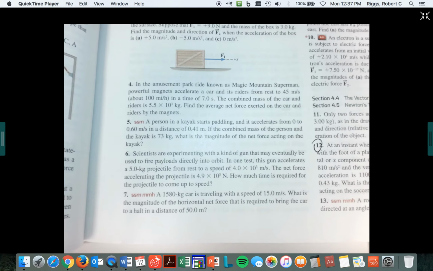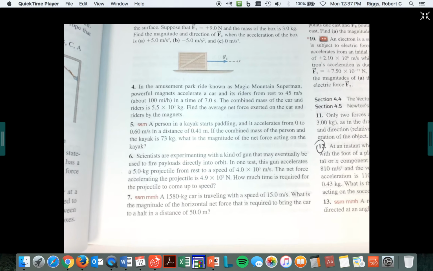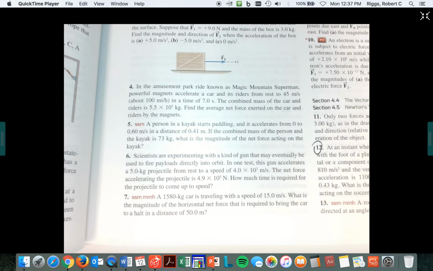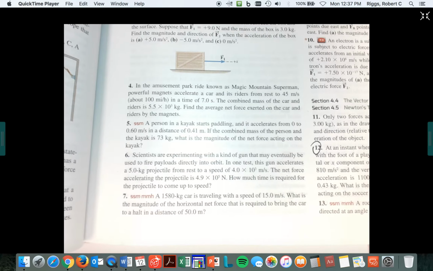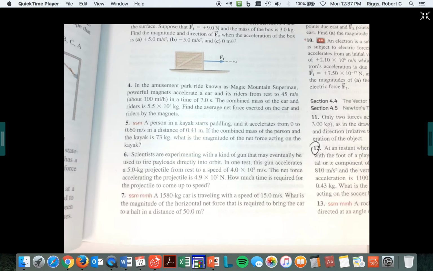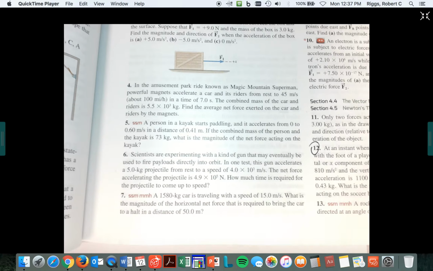Let's do a problem. What I'm going to do is show you the problem I'm working on in the book here, and we're going to do this amusement park ride. In the amusement park, Magic Mountain Superman, powerful magnets accelerate a car and its riders from rest to 45 meters per second. That's almost 100 miles an hour. In a time of 7 seconds. The combined mass of the car and riders is 5.5 times 10 to the third kilograms. Find the average net force.